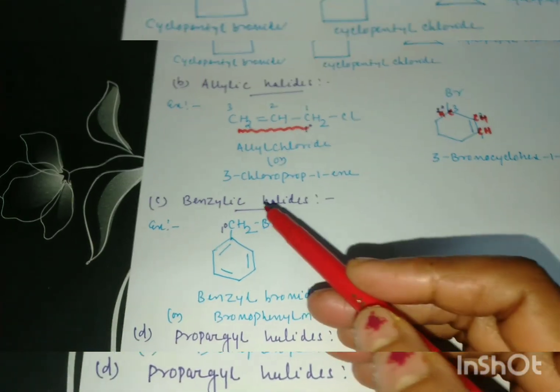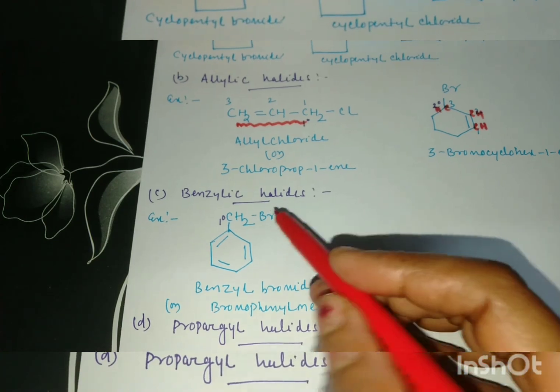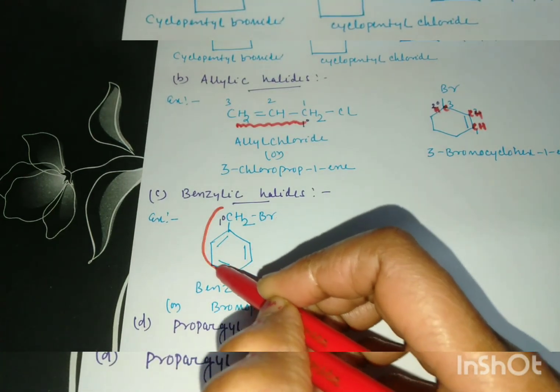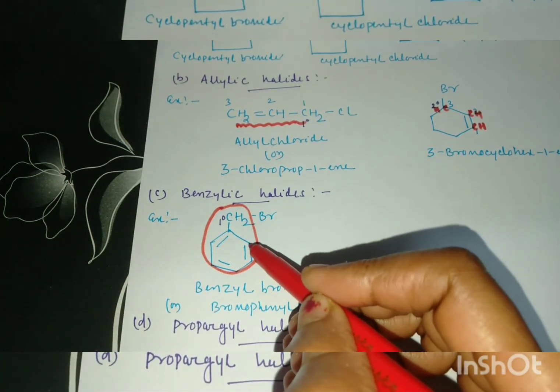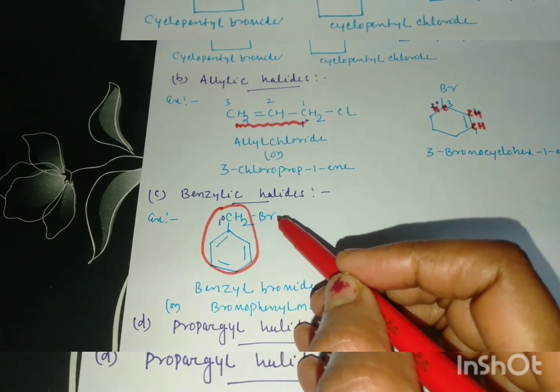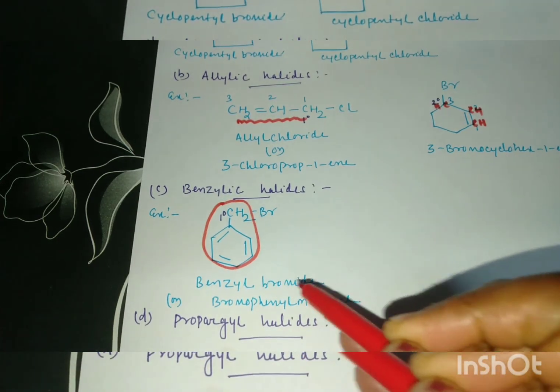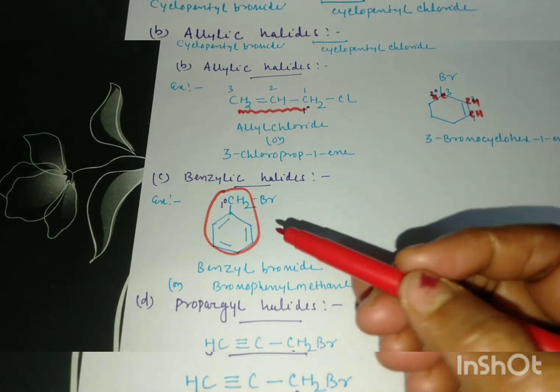Now the third one is benzylic halide. Benzylic means this whole group is the benzyl group. When a halogen is attached to the benzyl group, it is known as benzyl bromide or benzyl chloride, whichever it may be.